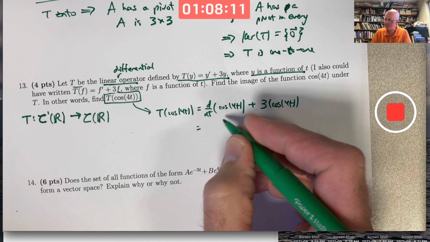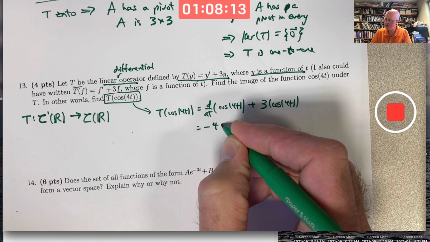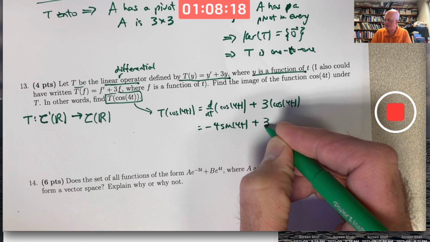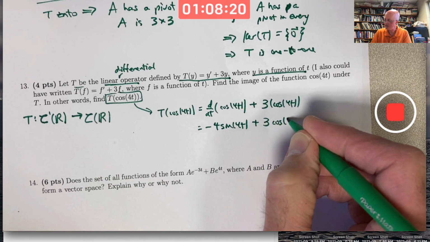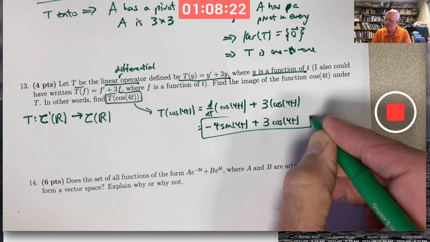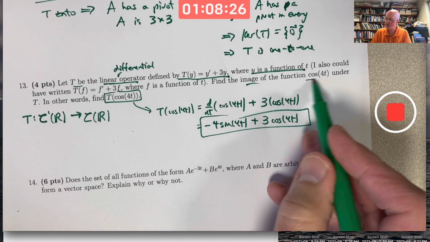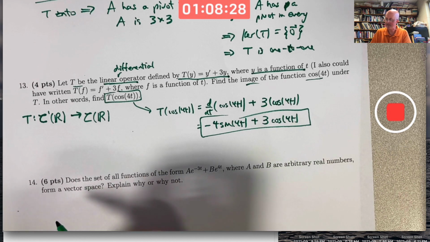The derivative is, by the chain rule, negative 4 sine 4t. And then this simplifies to itself, essentially, plus 3 cos 4t. And that is the answer. That is the image or output of this function cos 4t when you plug it into capital T.